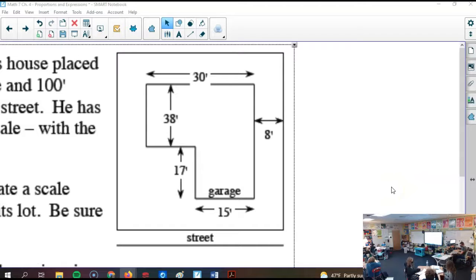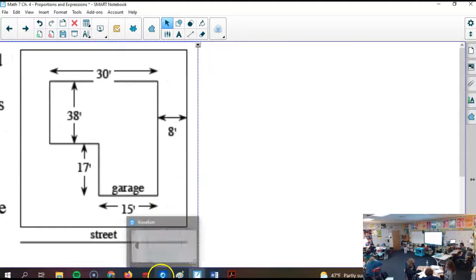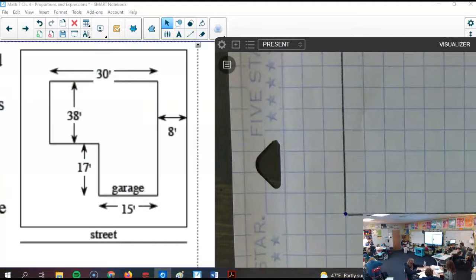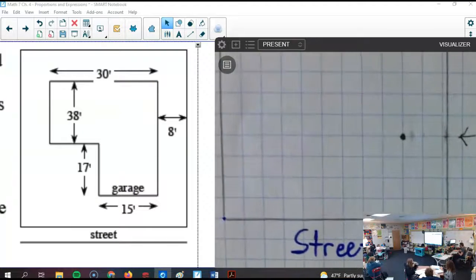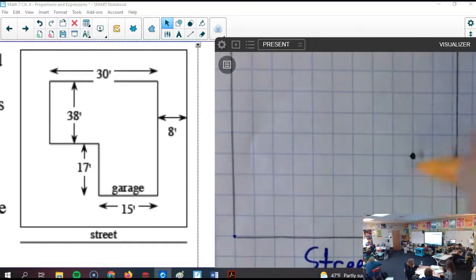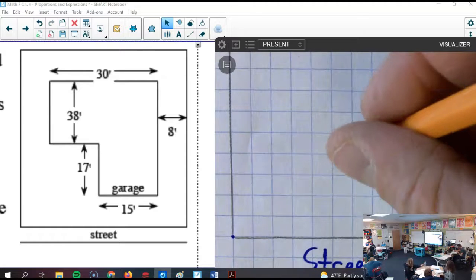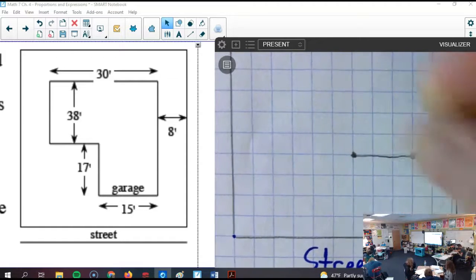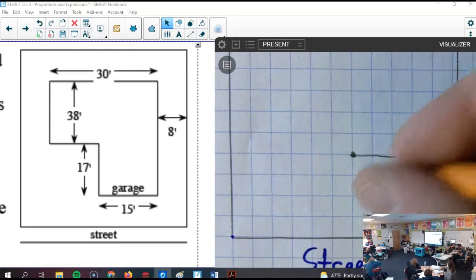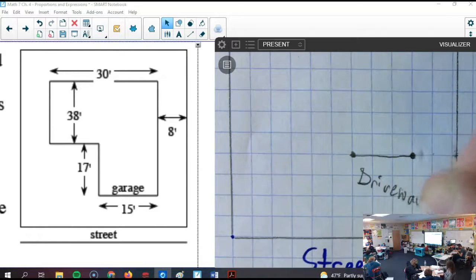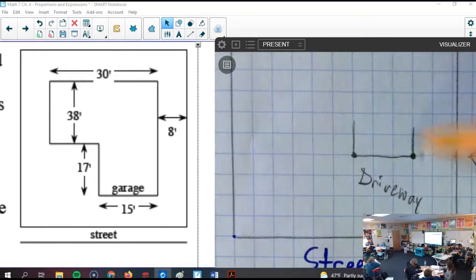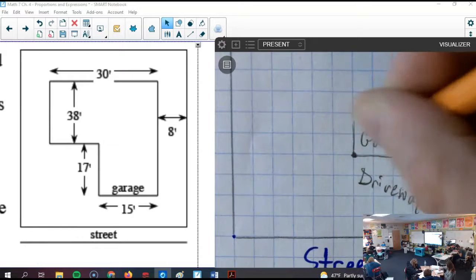If the garage is 15 feet wide, how many boxes should that be? 3. It should be 3 boxes wide, right here. So this dot is the front of our house, like the front corner. So our garage is going to be right here. If you want to say this would probably be our driveway, you could label that, right? Wouldn't it make sense that that would be our driveway if this is our garage? So label as you draw. This is garage.